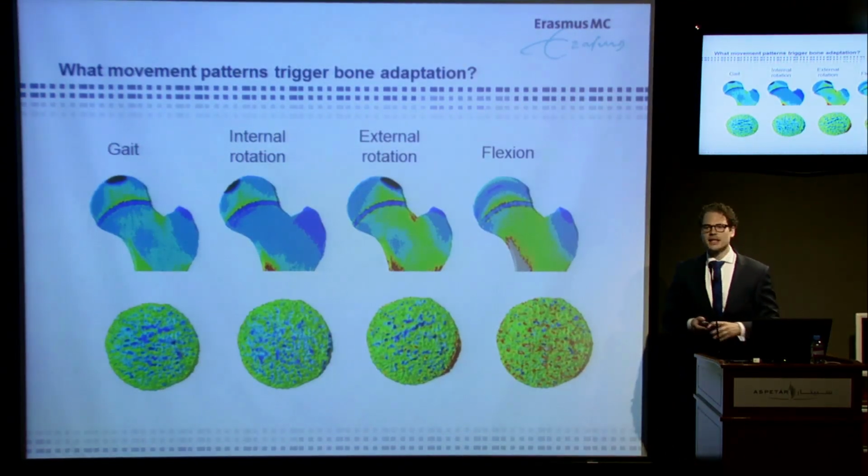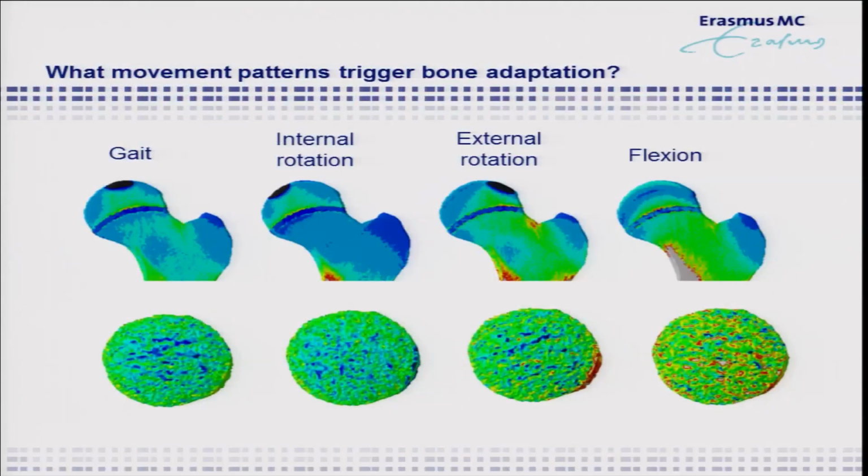And finally, can we say something about which loading patterns trigger the formation of cam deformity? We did a study on that. We made a finite element model, which is basically a computer model in which the characteristics of the bone and the growth plate are entered, and we applied all different kinds of loadings to that model. So loadings representing gait, internal rotation, external rotation, and flexion.